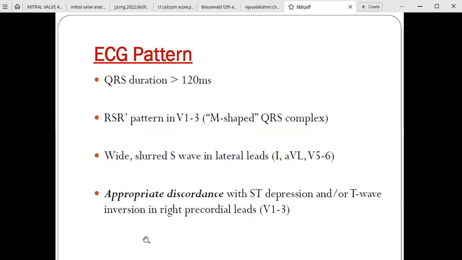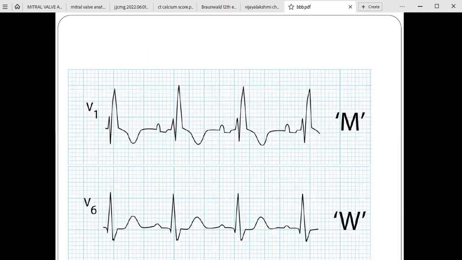So you can see here, the pattern will be this pattern. Initially, a small R will occur, basically because of the left ventricular depolarization, and this second R wave is because of the right ventricular activation. This gives rise to what is called the M pattern in the right sided leads, V1, V2, V3, and the reverse pattern, the W pattern, will be seen in V6.